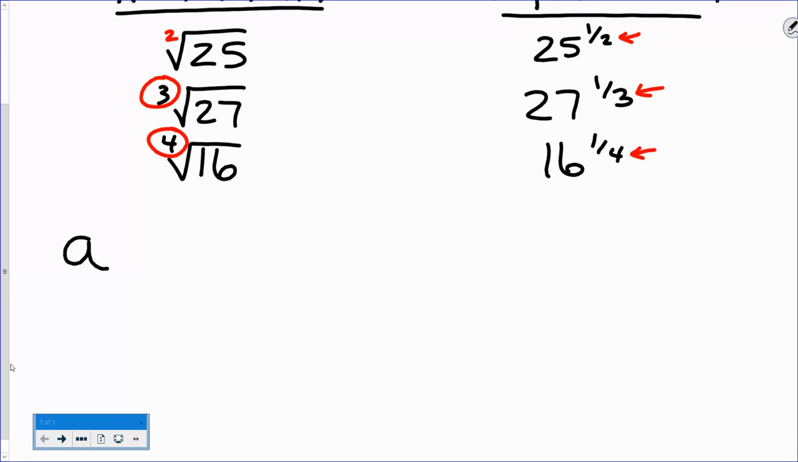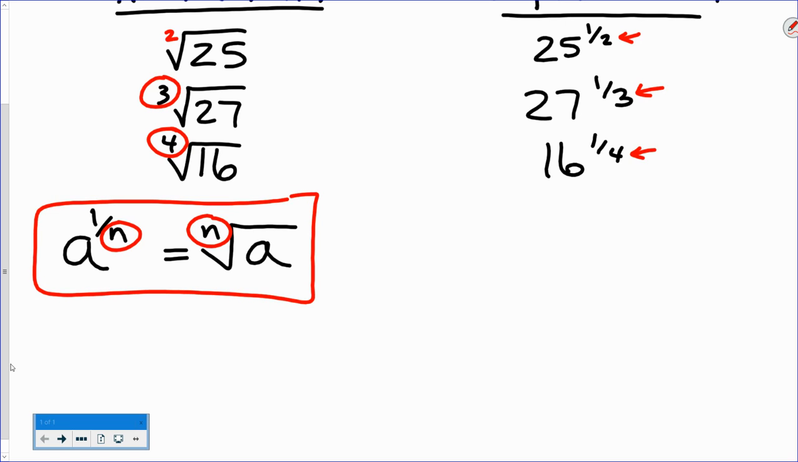Okay, so any base a raised to the 1/n power can be rewritten as the nth root of that base, a. So your denominator and your index will always match. All right, so that's the big takeaway there. Or we can also have it written as a to the m/n power, so there might not be a 1 in your numerator. n is still your radical index, and then you're raising it to the power of m.